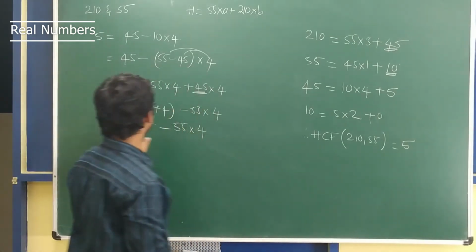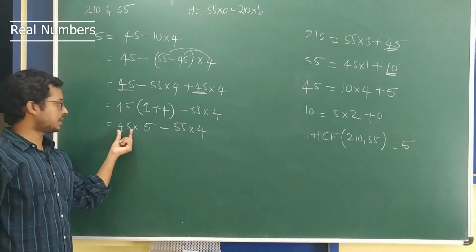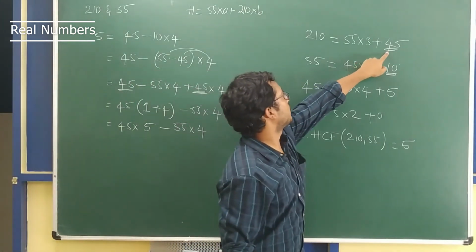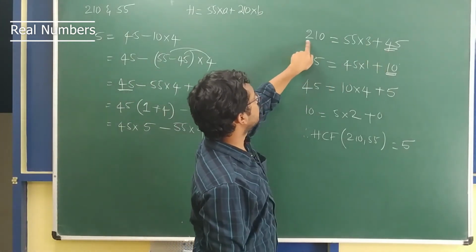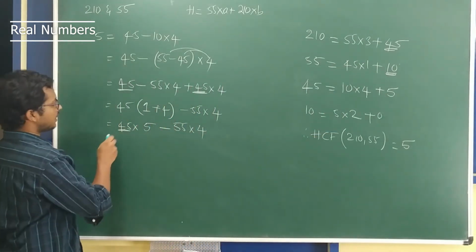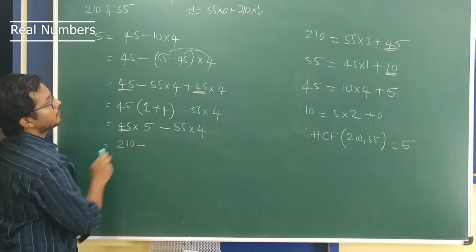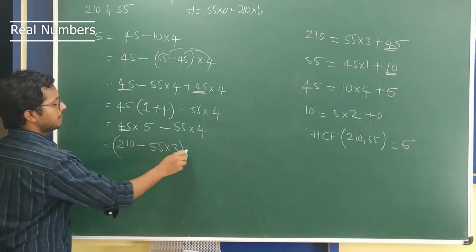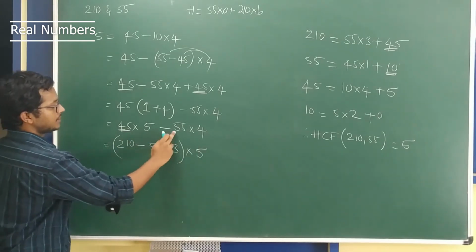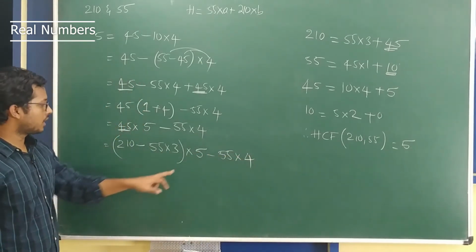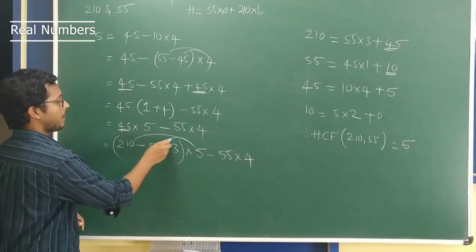So do I have 45 in my equation? Yes, I have 45 in my equation. It's here. So let's go ahead and substitute for 45. So what will 45 be? Bring this term this side. So it will be 210 minus 55 into 3. So just this part I will substitute. So 210 minus 55 into 3, whole multiplied by 5 as it is, minus 55 into 4.